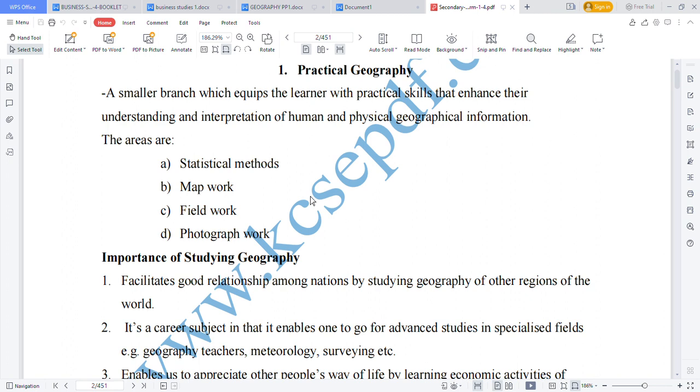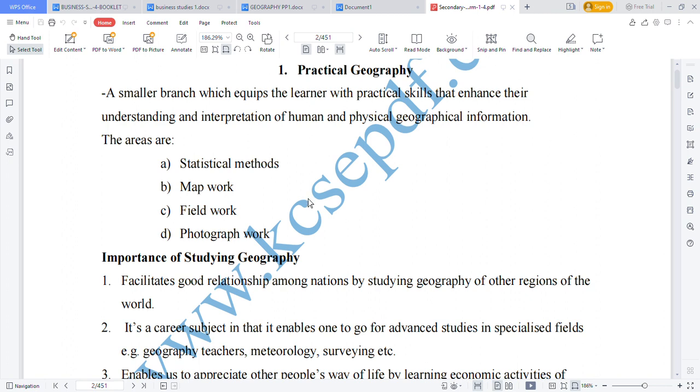Question 6 in paper 1 is always map work, which is always combined with field work. Statistical methods is also always there in paper 2, and sometimes it's also set in paper 1. Photograph work is also there in paper 2. So these concepts are very important. You're supposed to understand them.